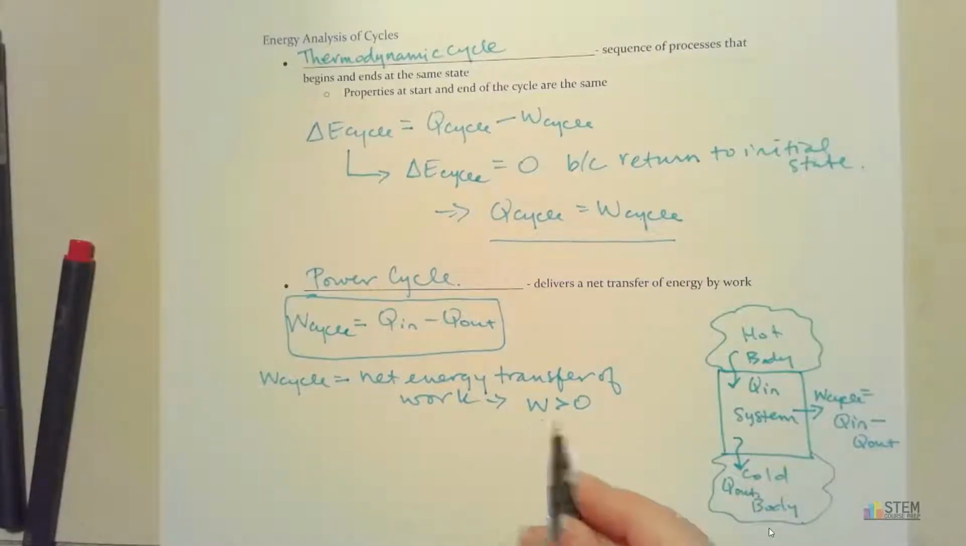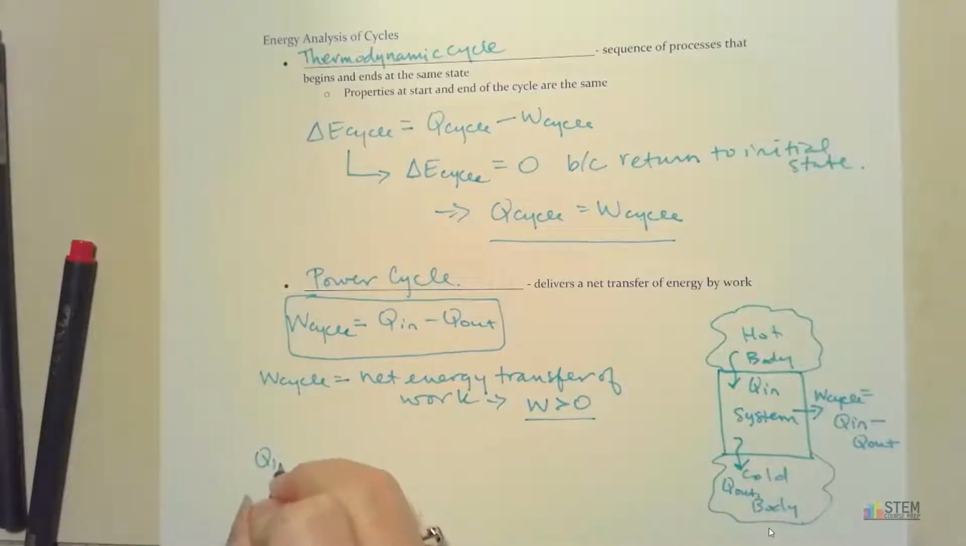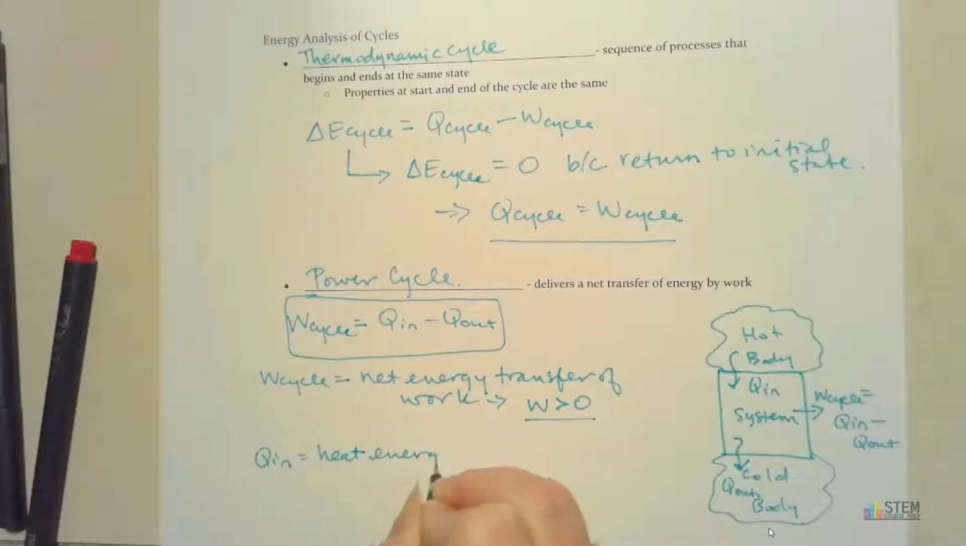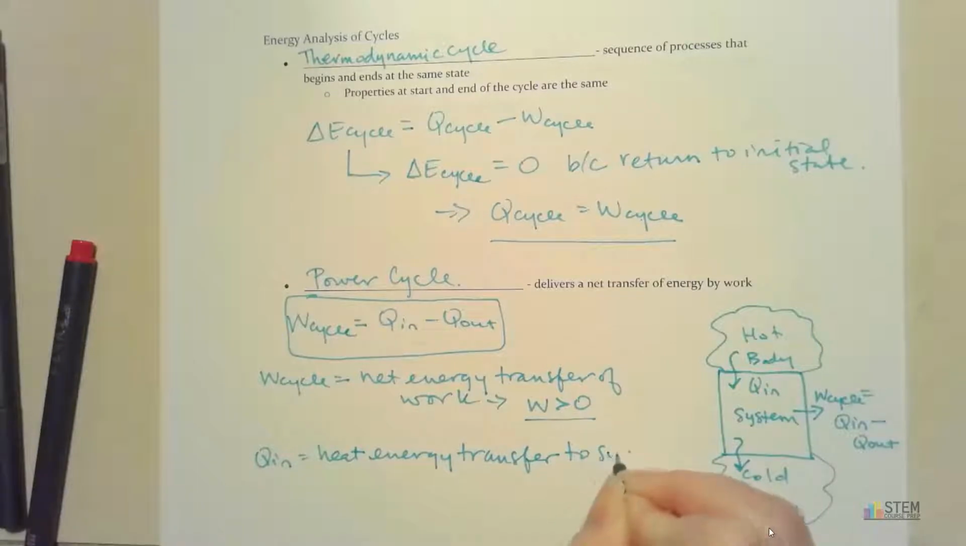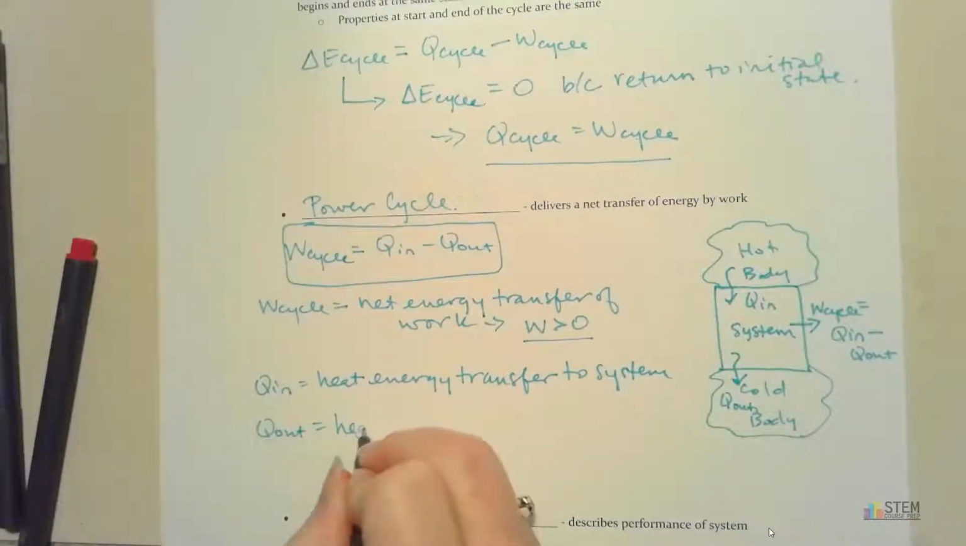Okay, so we're generating this net energy transfer of work using this kind of cycle. Q in is going to be the heat energy transfer to the system, and that's going to come from a hot body. And then Q out is going to be the heat energy transfer out of the system.